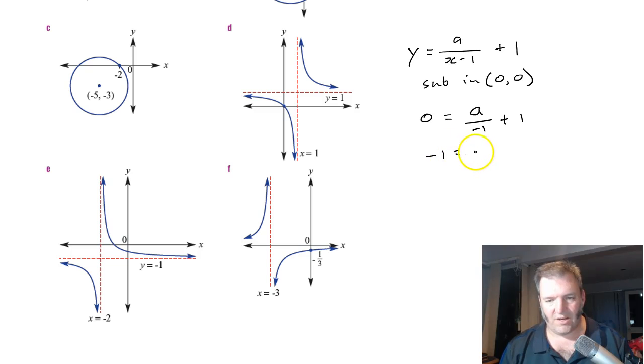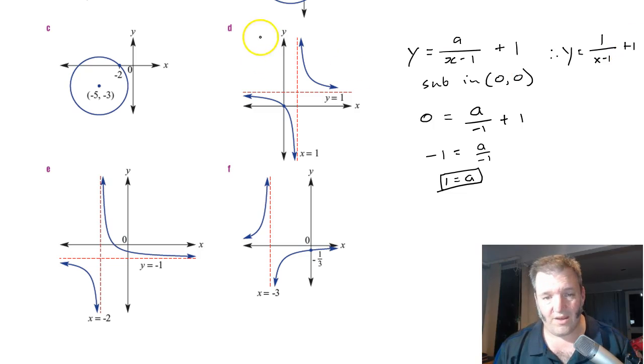Subtracting 1 from each side, I get negative 1 equals a over negative 1 multiplied by negative 1. Oh, well, in this case, a is equal to 1. So my equation is just y equals 1 over x take 1 plus 1. And that will give me that graph there.